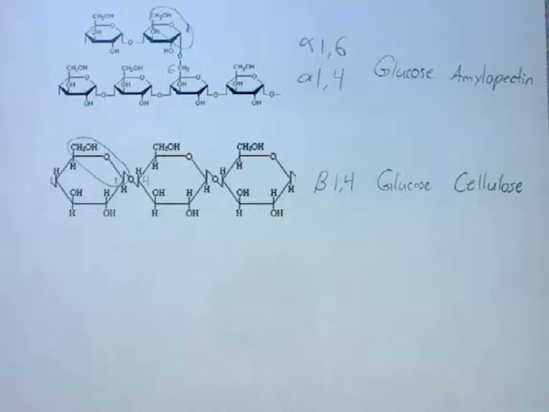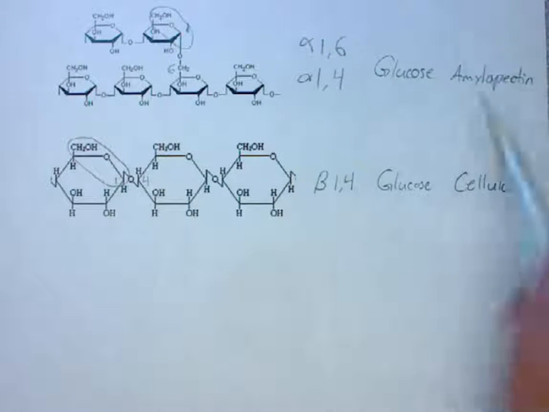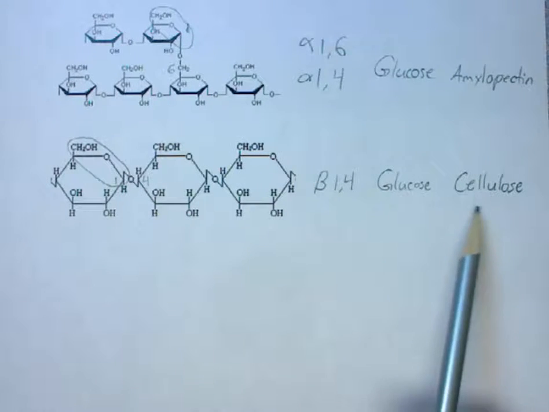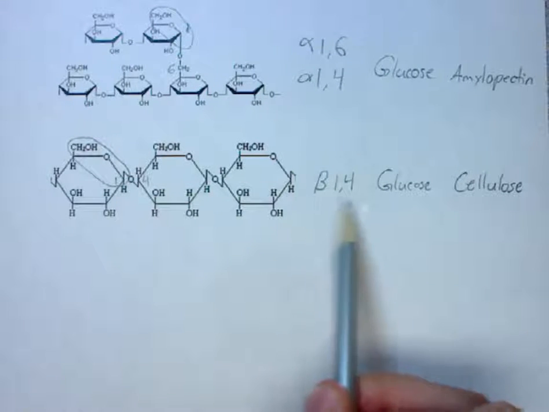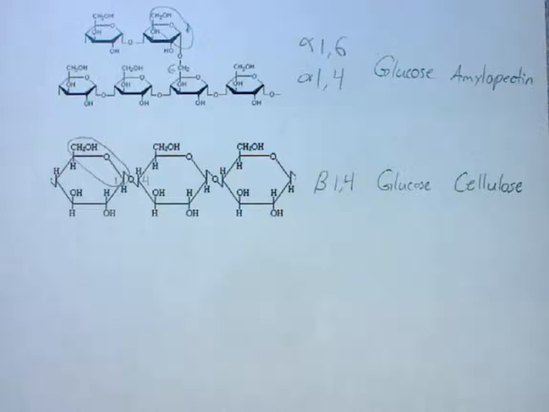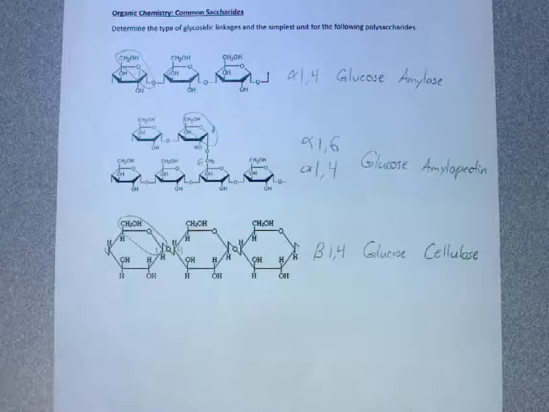What is interesting about these three is that our bodies can break alpha 1,4 linkages. We can digest starch. However, with cellulose, we cannot break up these glucose molecules because we don't have enzymes that can break the beta 1,4 linkages. That concludes the video on common saccharides.